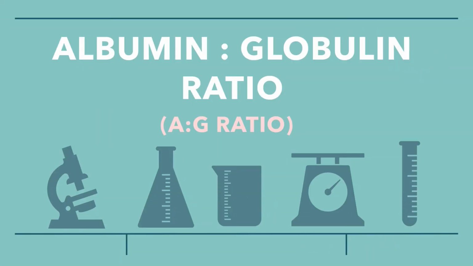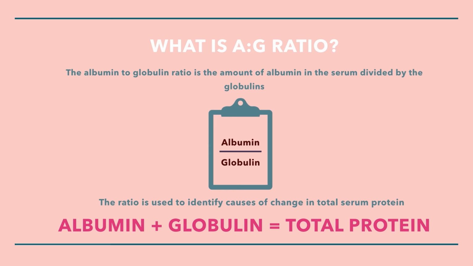Now, let's head over to albumin to globulin ratio, also known as A to G ratio. What does it mean by A to G ratio? Albumin to globulin ratio is the amount of albumin in the serum divided by the globulins. The ratio is used to identify causes of change in total serum protein, as albumin plus globulin equals total protein.